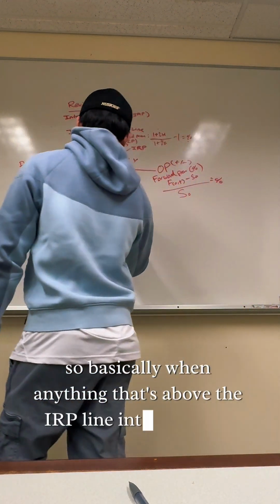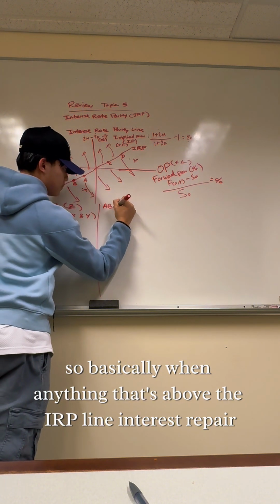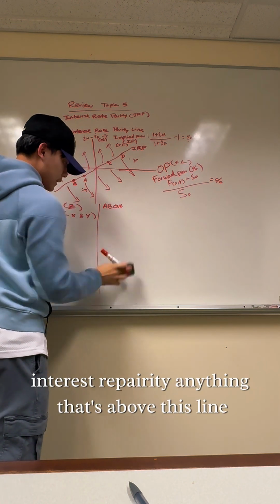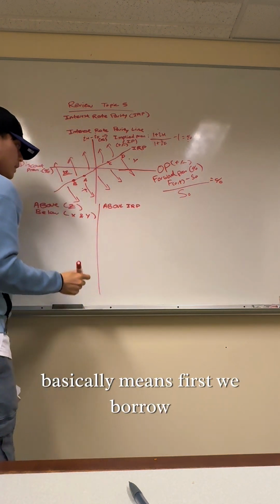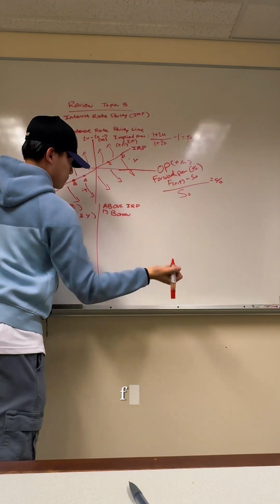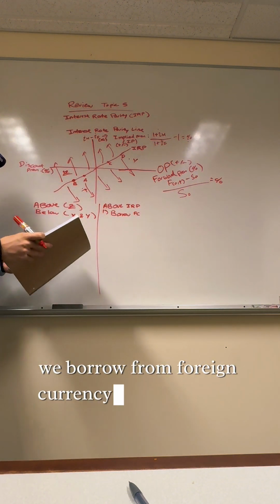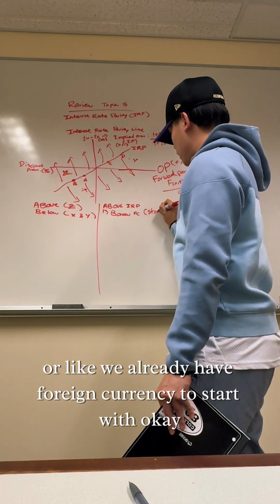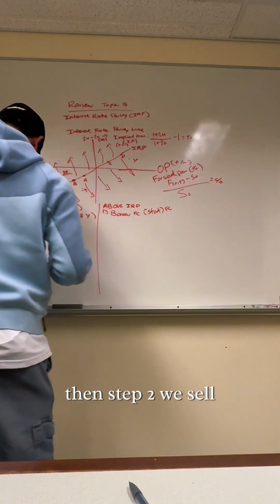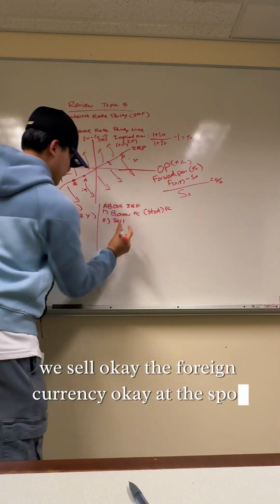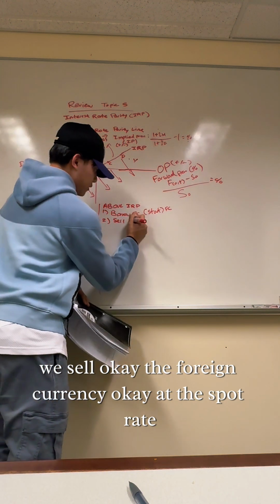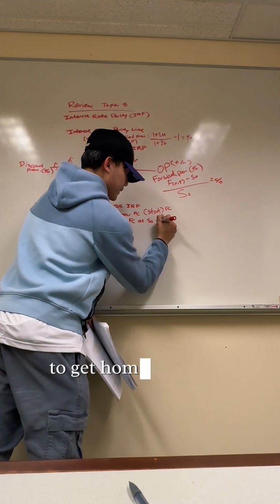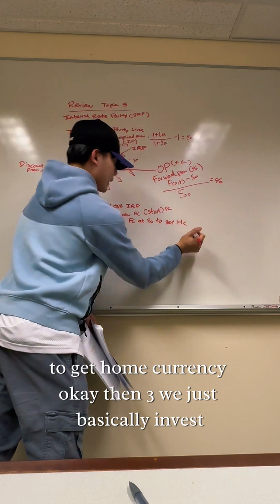Anything that's above the IRP line, the interest rate parity, basically means, first, we borrow foreign currency, or we already have foreign currency to start with. Then, step 2, we sell the foreign currency at the spot rate to get home currency.